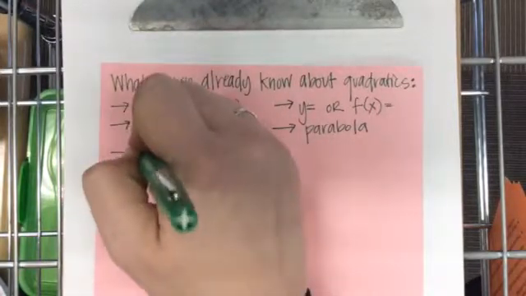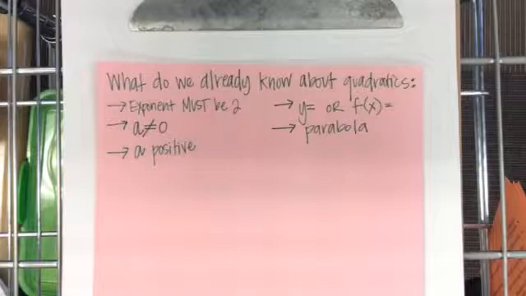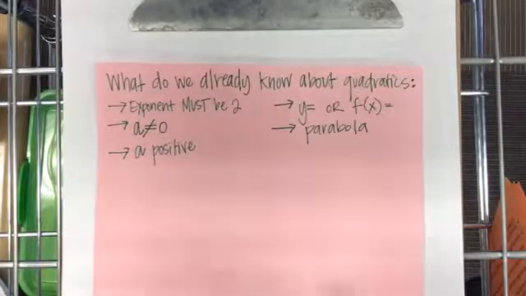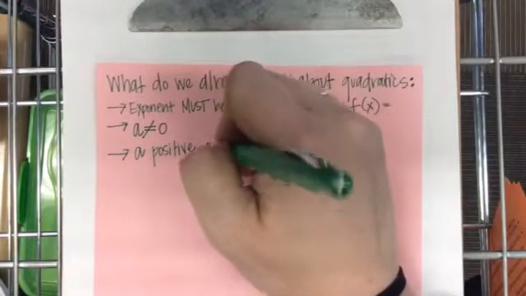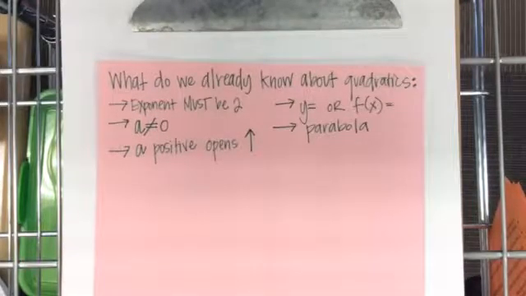I know that if the a value is positive, what's significant about this quadratic? It opens up. It's the letter U, right? I mean, it's opening up. It's like the smile in a smiley face, you're right.